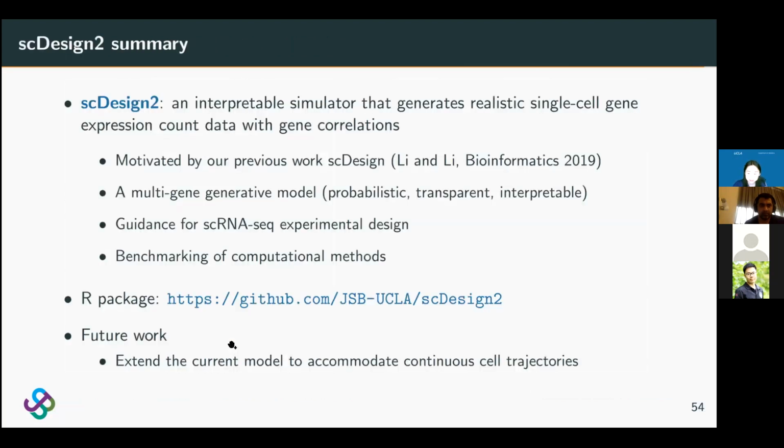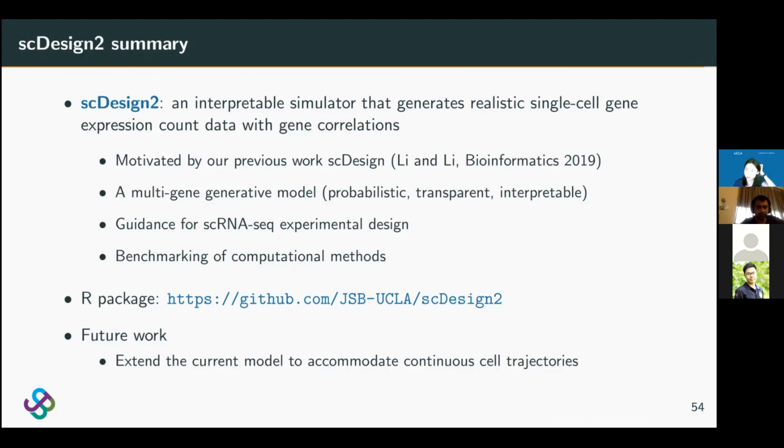So to summarize this part, I introduced our scDesign2 as an interpretable simulator because of the use of a probabilistic model to generate realistic single cell gene expression count data with gene correlations captured. It was motivated by our previous work, ZINB-GAM, but that one cannot capture gene correlations, but this one can. And it uses a multi-gene generative model. It's probabilistic, transparent, and interpretable. And it can guide experimental design and computational benchmarking.